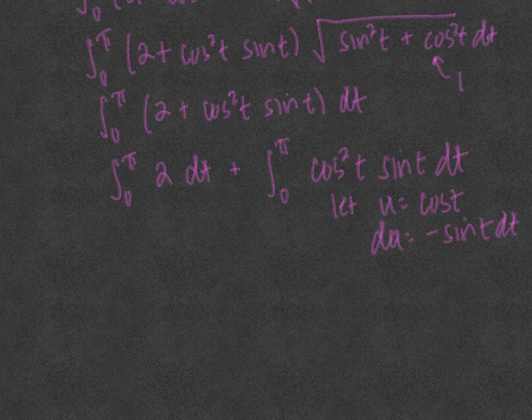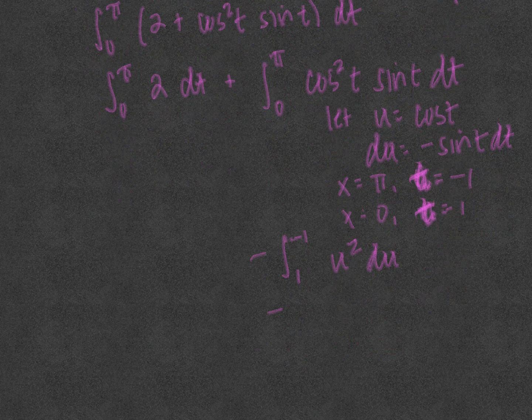But since we're doing u sub, let's change our bounds. So when t equals pi, u equals cosine of pi, which is negative 1. And when t equals 0, cosine of 0 is positive 1. Not u, but t. So we're going to say there's a negative now, and we have the integral from 1 to negative 1. Some people like to switch that. I just take it like it is. So we have u squared du.